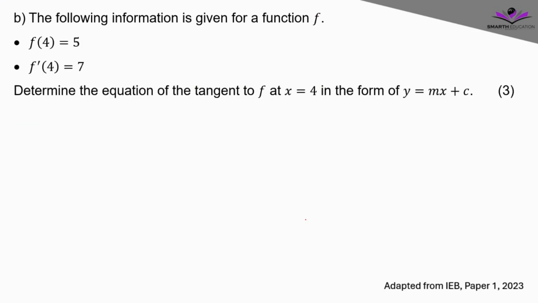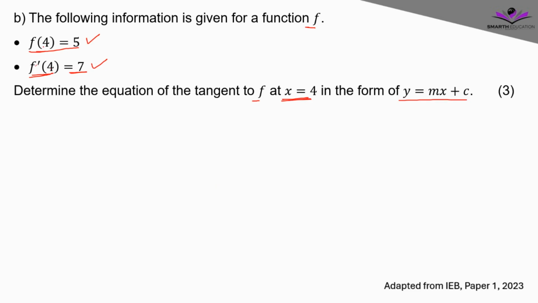Right, let's do 4b. The following information is given for a function f. f of 4 is equal to 5. You have to check what's the meaning of this. And then f prime 4, it means that if you substitute 4 into the derivative of f of x, you get 7. What is the meaning of this? So it says, determine the equation of the tangent to f at x is equal to 4 in the form y is equal to mx plus c.